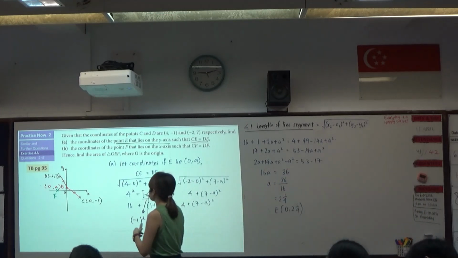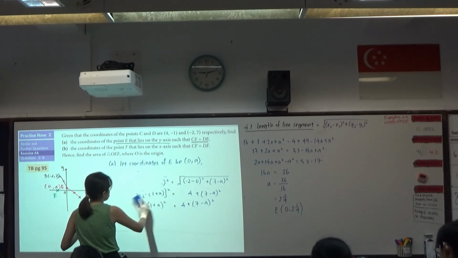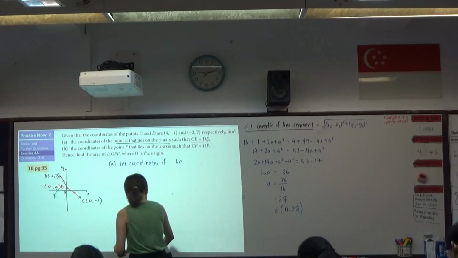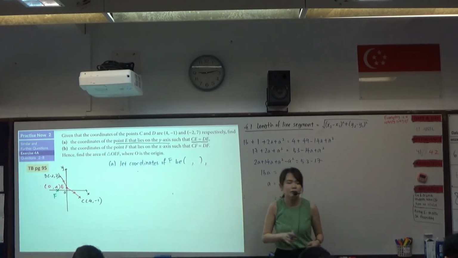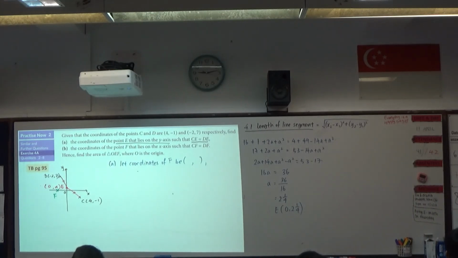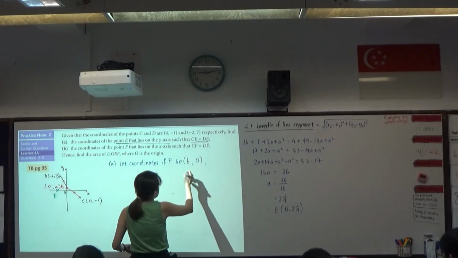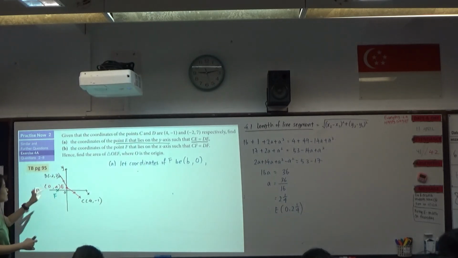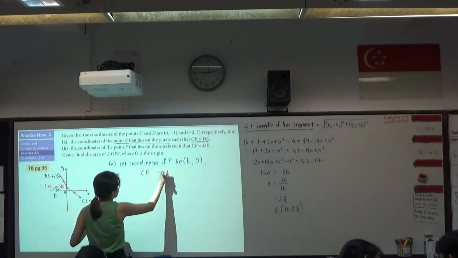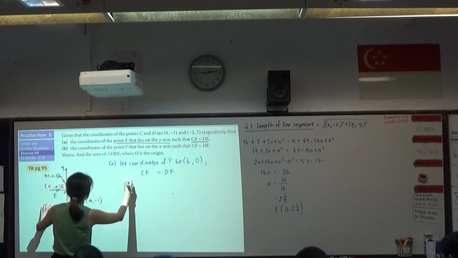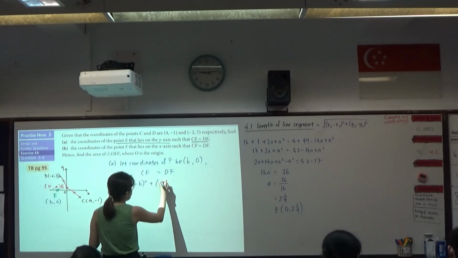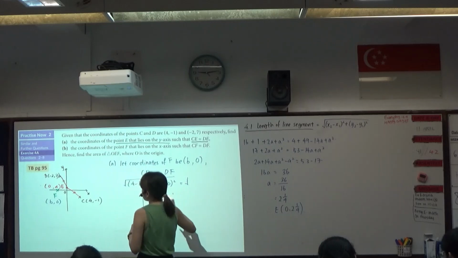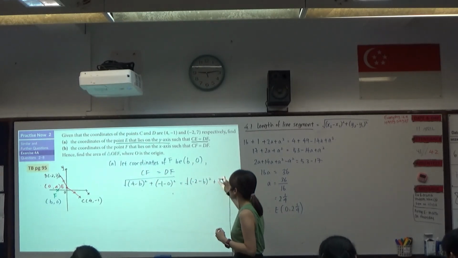Now let's go back to part B. This can be any letter you want, say b, and more importantly, the y coordinate is to be 0. The question says that CF equals DF. Applying our length formula, CF is the square root of 4 minus b squared plus negative 1 minus 0 squared, which equals DF, the square root of negative 2 minus b squared plus 7 minus 0 squared.